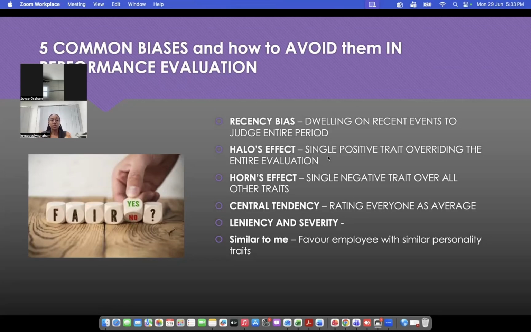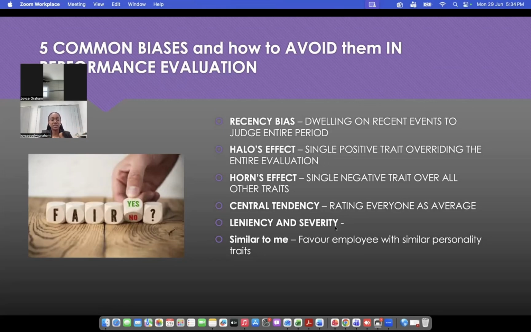Then we have the horns effect, which is the opposite of the halo, where one negative trait overrides everything else. Then we have the central tendency, where the supervisor is just trying to be safe and just be in the middle. So if we have a scale of 1 to 7, everybody's between 4 and 5, because they don't want to offend some people or rate some people too high.